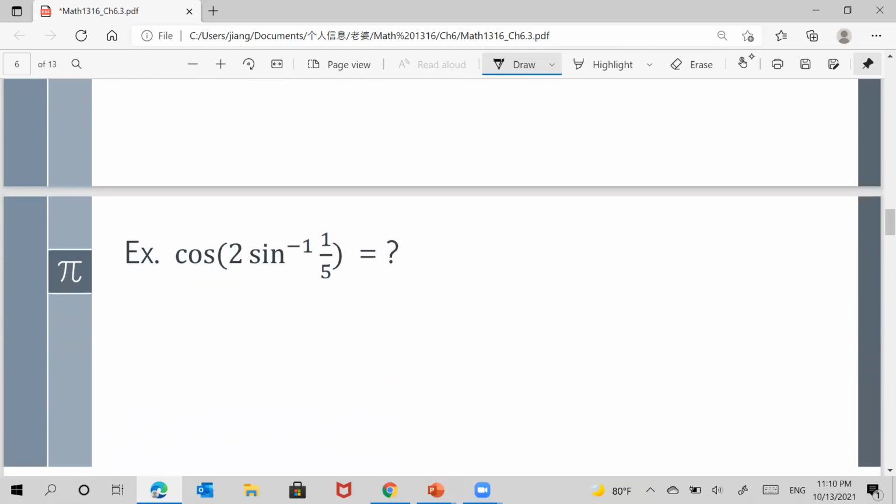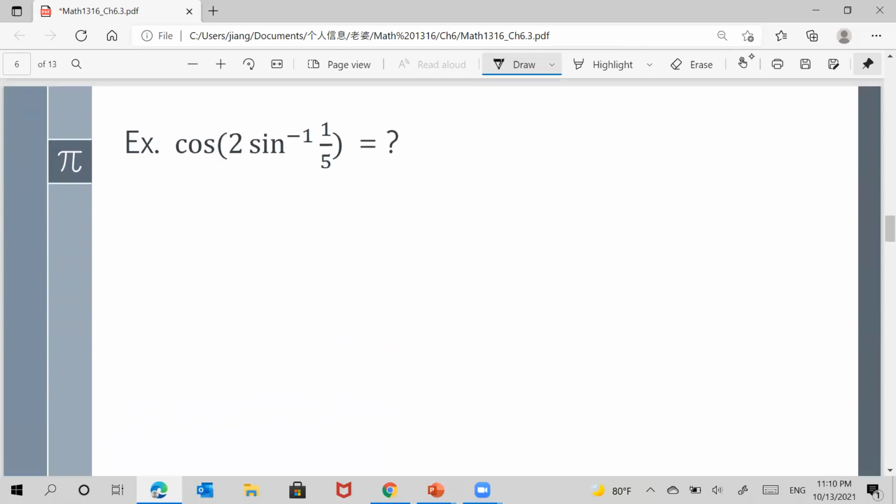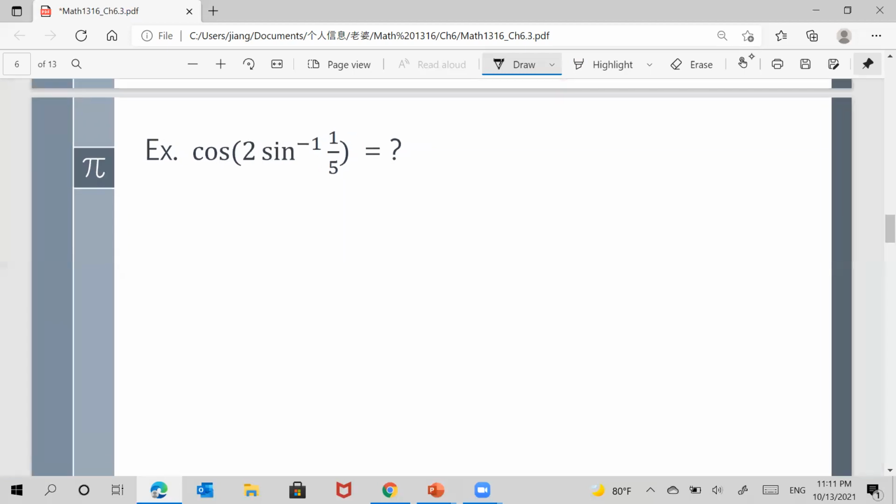Okay, let's move on to the next one. This example: cosine of 2 times inverse sine of 1 over 5. Let's figure out what the meaning of this is. We have learned that the inverse means angle.